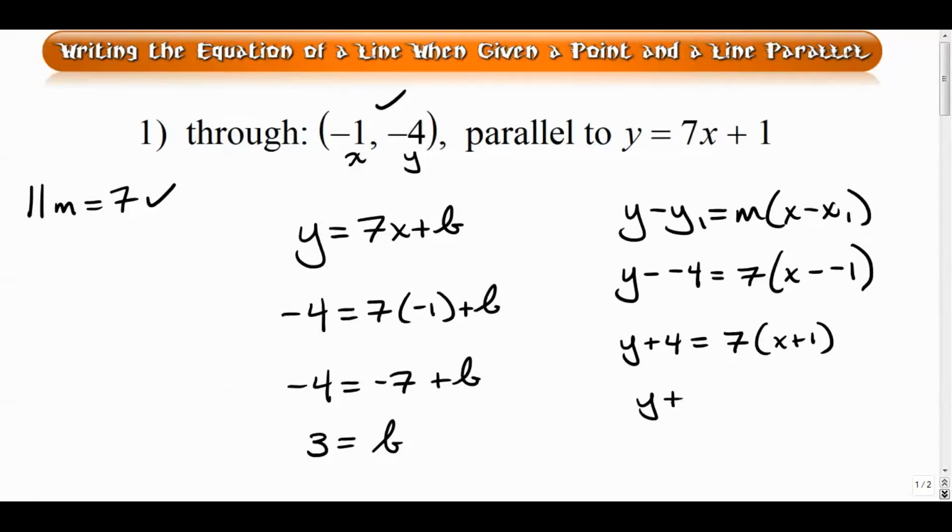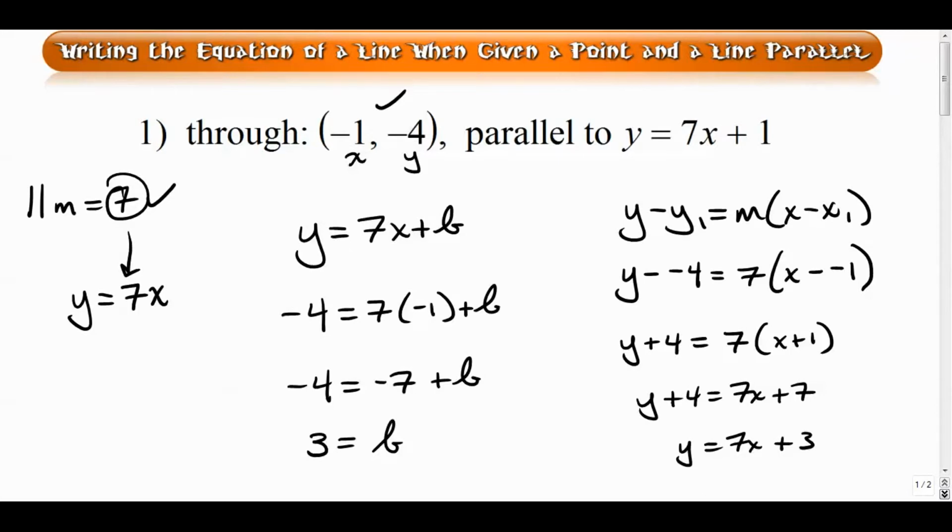Let's see. Distribute: 7x plus 7, and subtract 4. And it turns out that it is the same, right? Over here we would take 7 and put it right here for x, and we would take our b and put it right here. I'm getting that from our y equals mx plus b form, our slope-intercept form.